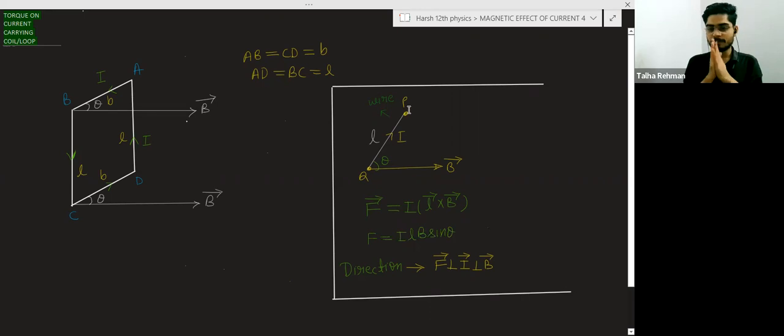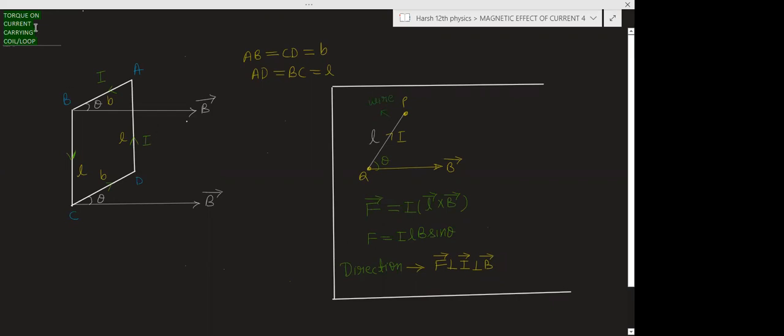So this concept will be used, and you should know that the direction of this force is perpendicular to the current and perpendicular to the magnetic field. So direction of the force will be perpendicular to the direction of the current or the length of the wire and the magnetic field. This thing you should know.